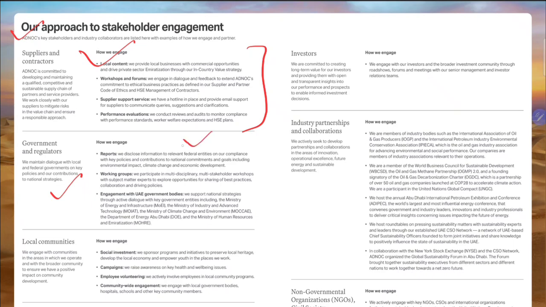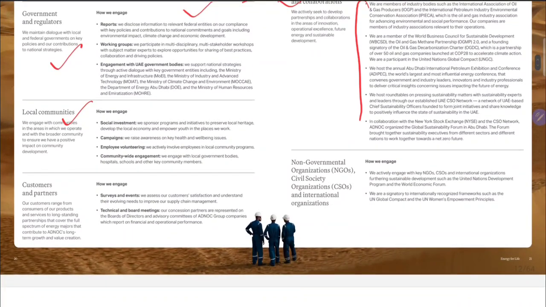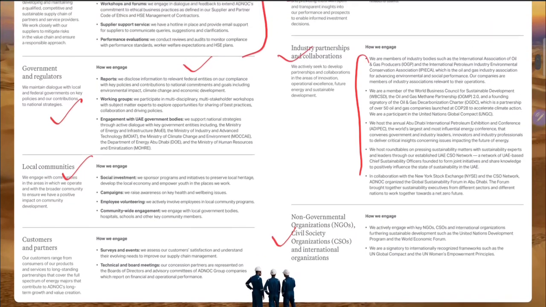With the government and regulators, the details are available. Local communities, investors, industry partnerships and collaborations, those details we can see here. Multiple stakeholders have been identified and prioritized, so the relevant information is available for all, and it's a very key step for the ESG and sustainability report.